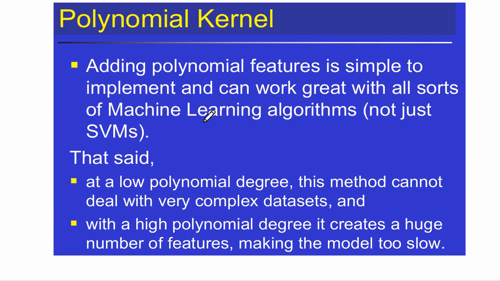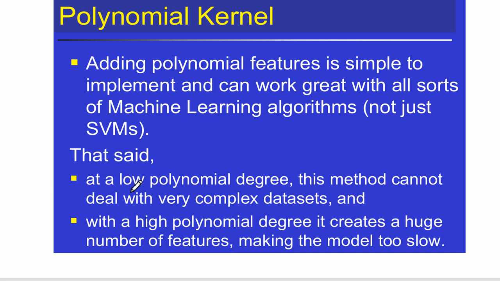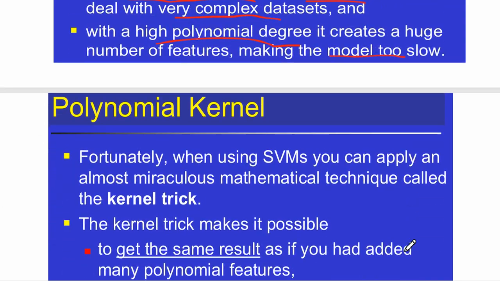Now, how much degree are we choosing? At a low polynomial degree, this method cannot deal with very complex datasets. With a high polynomial degree, if you choose a larger degree value, the model becomes slow. That means choosing the polynomial degree is also a challenging task.